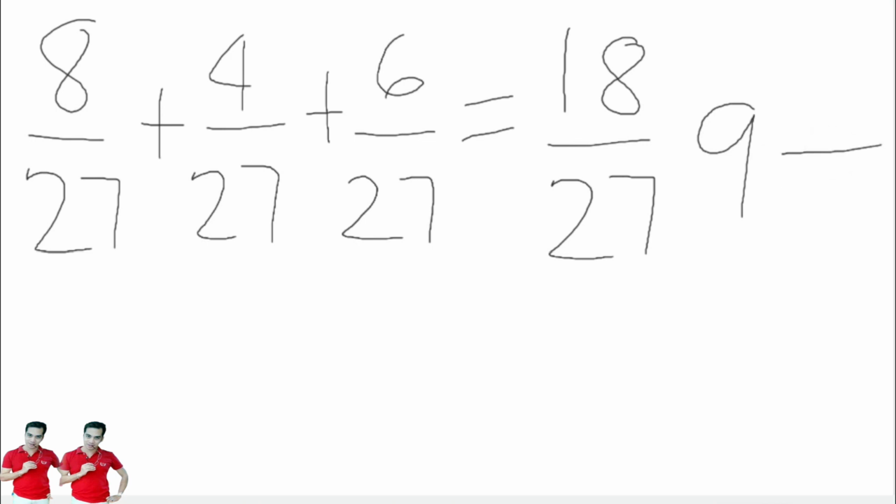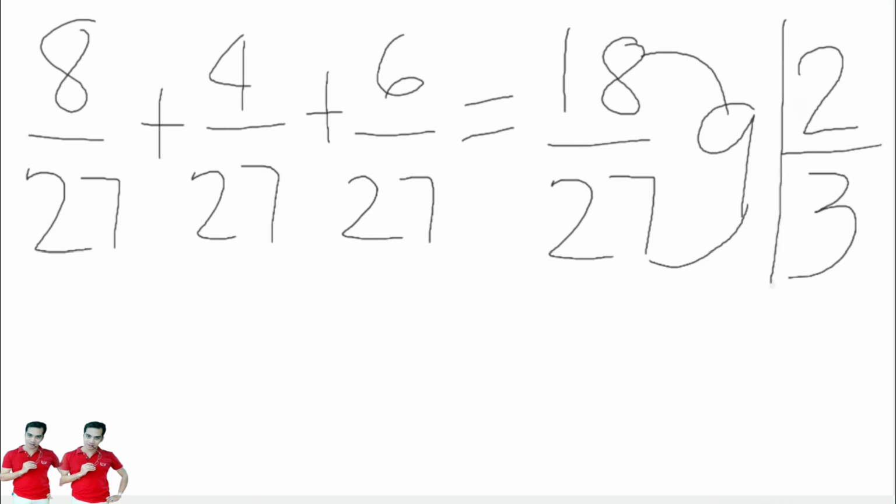So here we go. 18 divided by 9, the answer is 2. Then 27 divided by 9, the answer is 3. So your answer now is 2/3. This is your final answer.